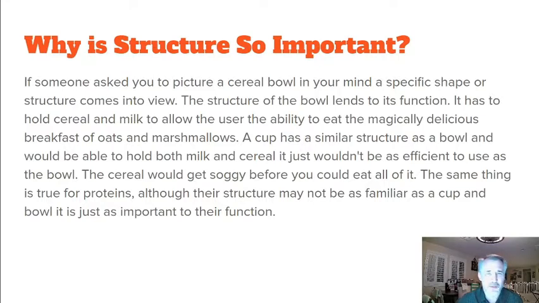So if someone asks you to picture a cereal bowl in your mind, a specific shape or structure comes into view, right? The structure of the bowl lends to its function. It has to hold cereal, milk, and allow the user the ability to eat the magically delicious breakfast of oats and marshmallows or whatever cereal you like. A cup has a similar structure as a bowl, but wouldn't be able to hold both the milk and the cereal. It wouldn't be as efficient as a bowl because it has a slightly different shape. Maybe the cereal would get soggy before you could eat it.